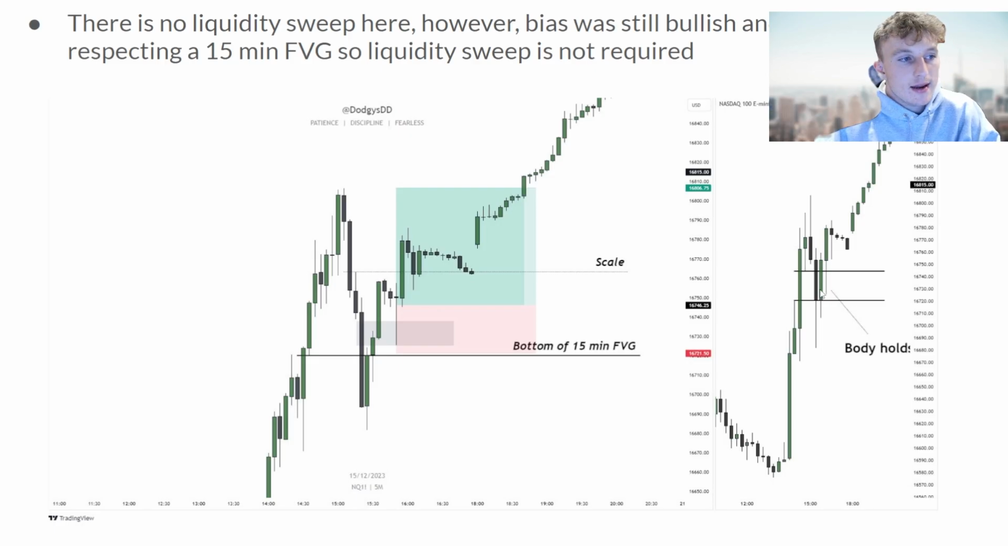And again, usually in this situation, you'd probably know the bias is bullish. There's probably some intermediate term high or equal highs above. But in this situation, you don't need a liquidity sweep because we're delivering off of a higher time frame, 15-minute fair value gap, if that makes sense. Okay.